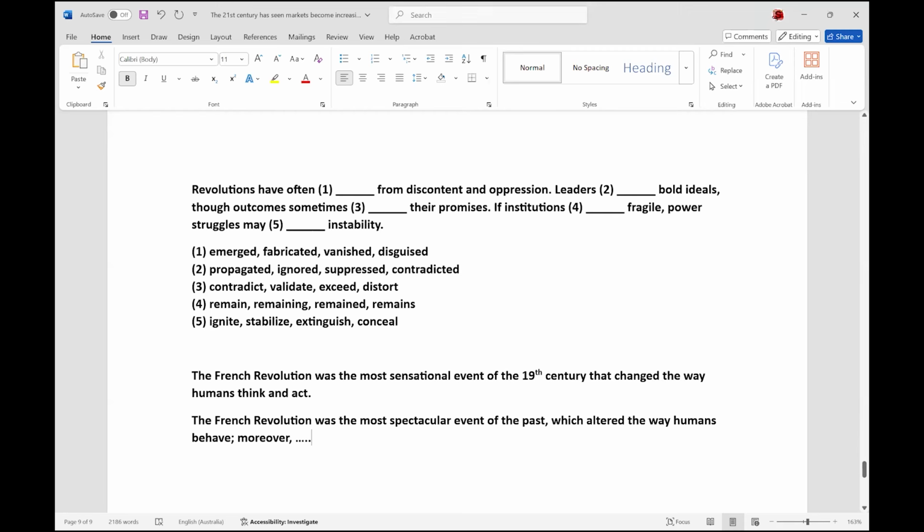Thank you. So if we have skipped some words in between, like if we write the French Revolution was the most sensational event that changed the way humans think and act, that is completely fine? Yes. For example, you have skipped these. That is also fine. As long as you're not changing the meaning, you're not misrepresenting the information, everything is fine.